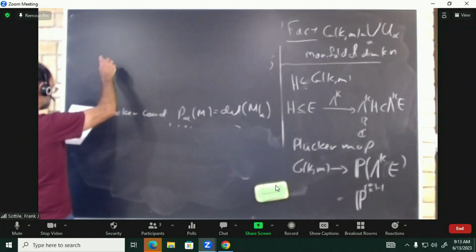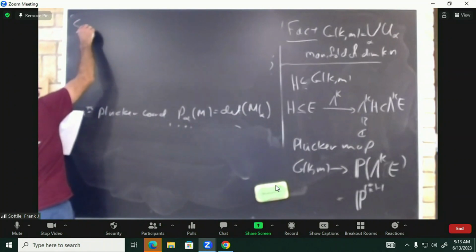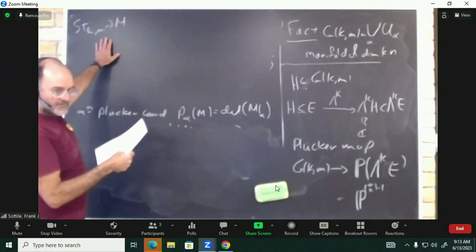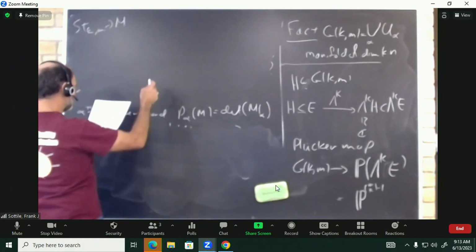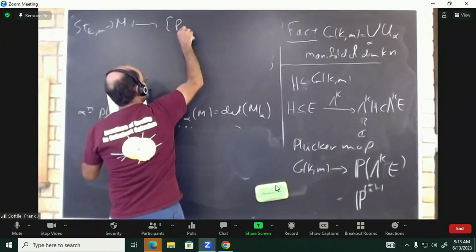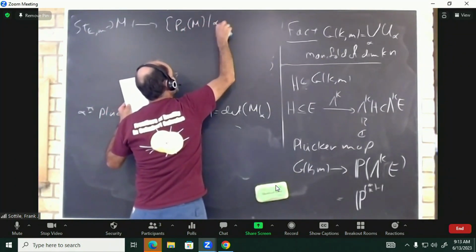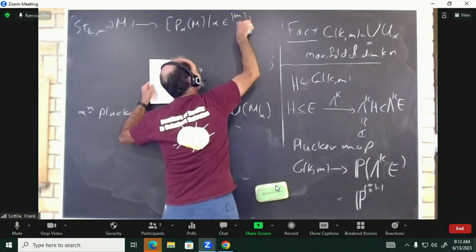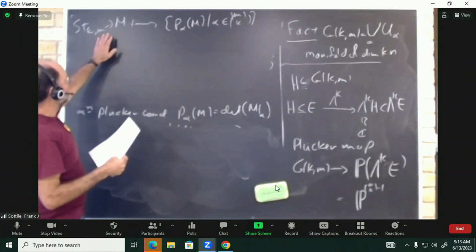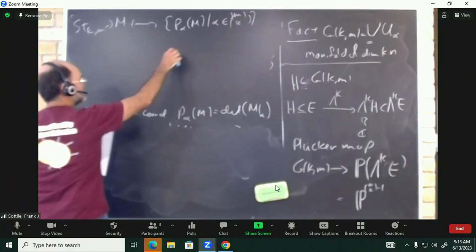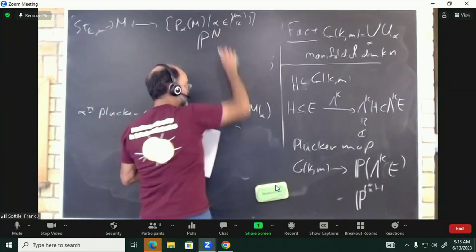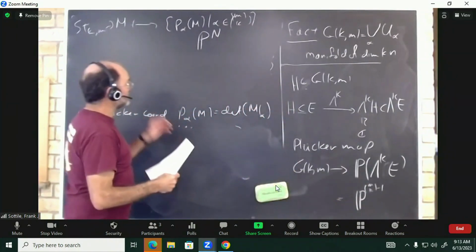So now, if I have an element in the Stiefel manifold, one of my matrices that's representing a k-plane, I can take the map that simply takes me to the vector of Plücker coordinates, and this is a well-defined map from the Stiefel manifold to this large projective space. Let me just write a capital N for this number, because I don't want to keep writing it out.